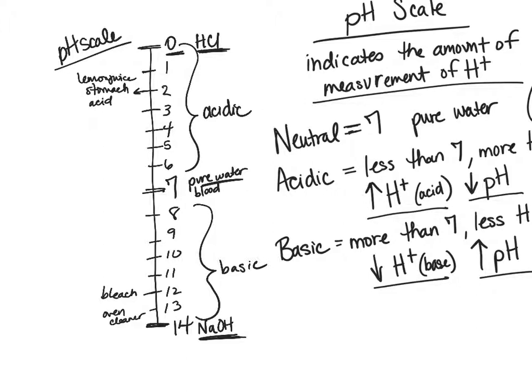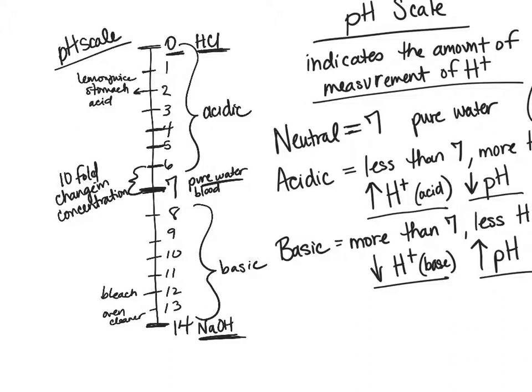When we look at this scale, we're using simple numbers like 0 to 14. But one step change here, from 7 to 6, is actually a tenfold change in concentration. So what that means is that a pH of, let's say, 4 has 10 times more hydrogen ions than a solution with a pH of 5. Or a solution with a pH of 6 has 10 times more hydrogen ions than a solution with a pH of 7. And what that means is that a little tiny change in pH is a huge change in the amount of hydrogen ions.